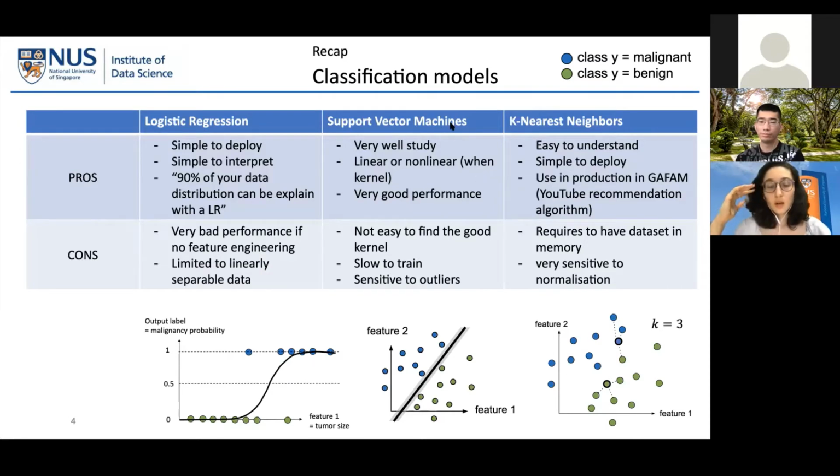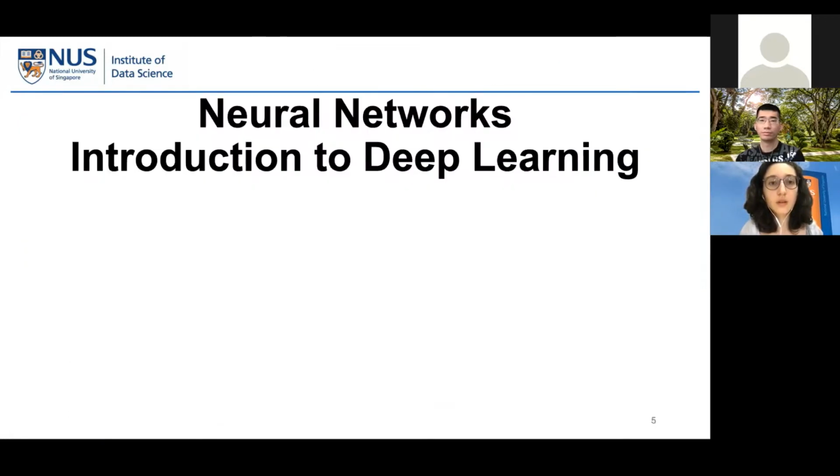Okay, so that's a summary of what we saw yesterday in terms of models. Do you have any questions so far from yesterday? Okay. So for the rest, do not hesitate as well to interrupt me when I talk.